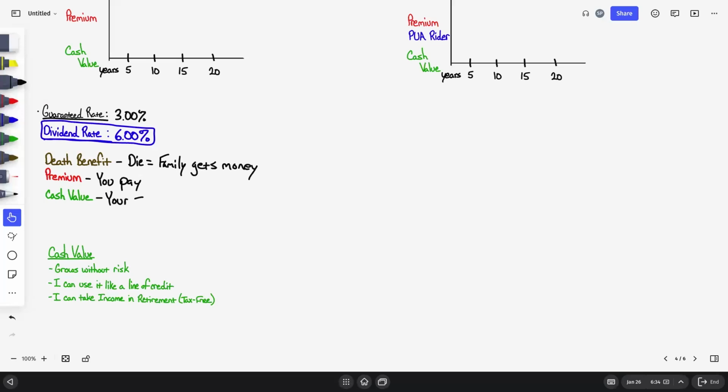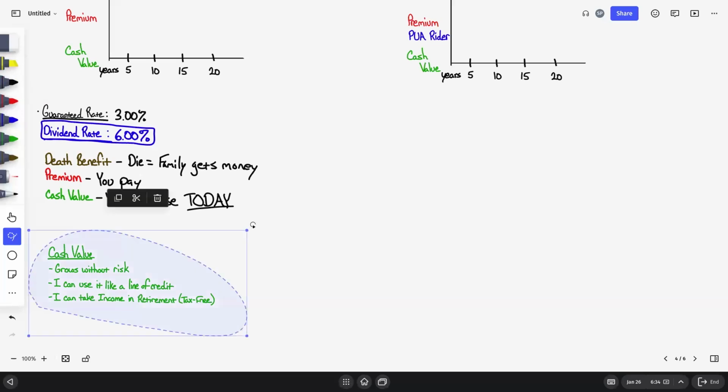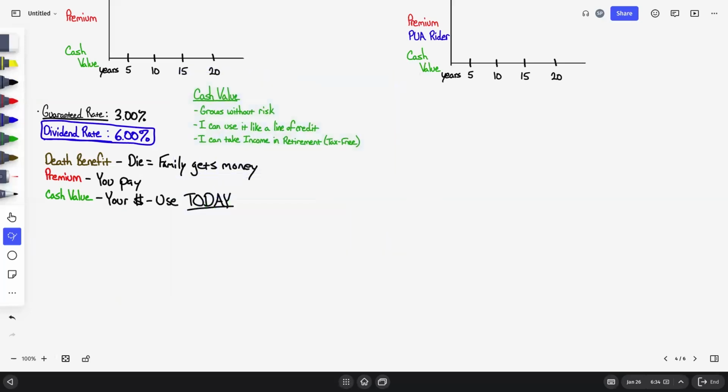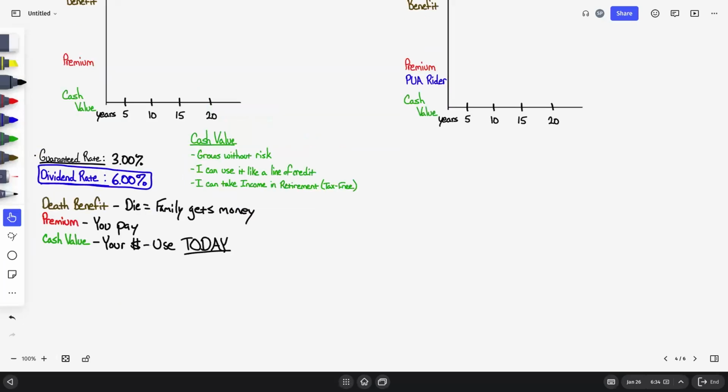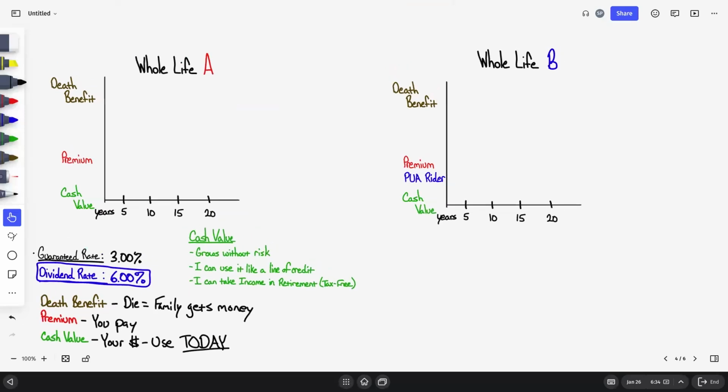This is your money that you can use today, meaning you do not have to wait until you die like any other life insurance policy before we actually see any money. The cash value is very appealing. So a couple points on the cash value here, because this is always an area of attraction. The cash value in a life insurance policy, you will see grows without any risk. I can use it like a line of credit, and I can also take income in retirement on a tax-free basis. A lot of people will take out whole life insurance for this reason only, the cash value benefit.